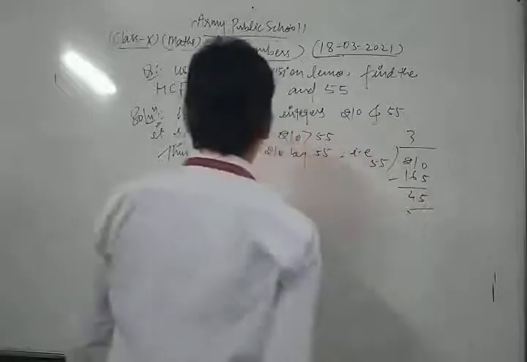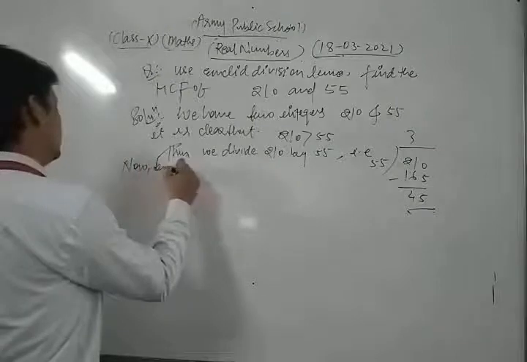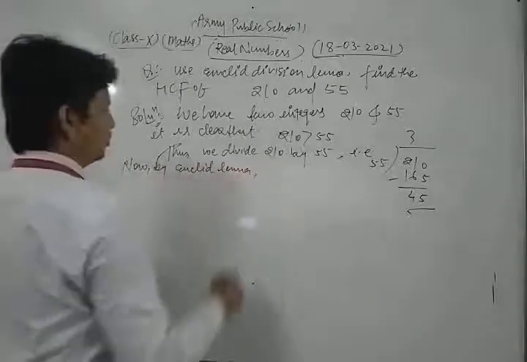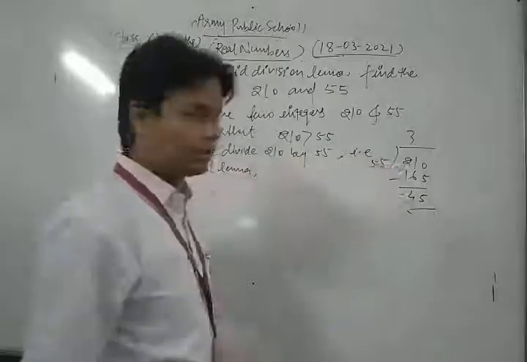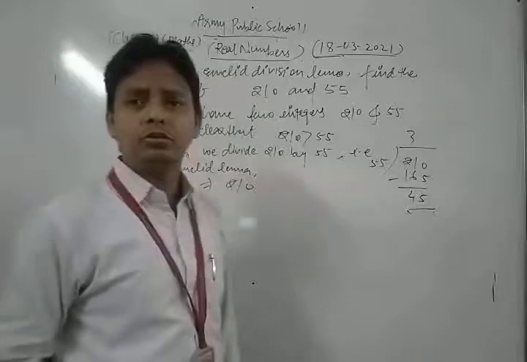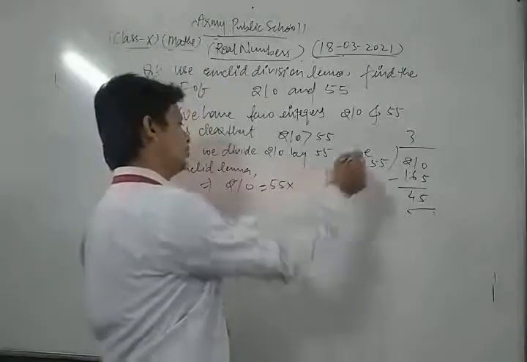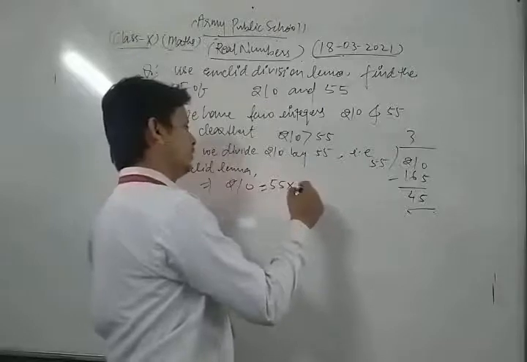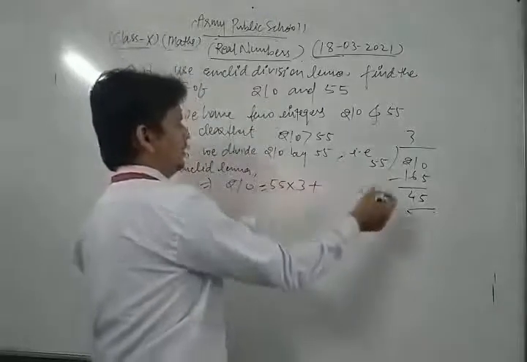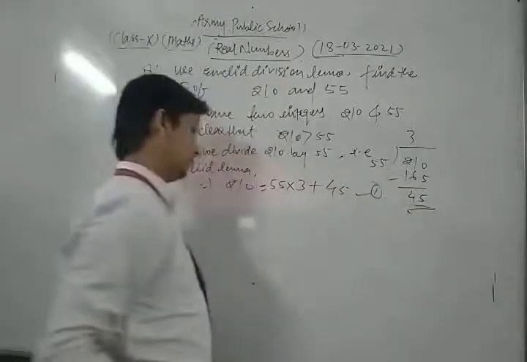Thus, by Euclid lemma, the dividend is 210. Dividend is equal to divisor into quotient plus remainder. The divisor is 55, the quotient is 3, plus the remainder 45. Take this as equation number 1.